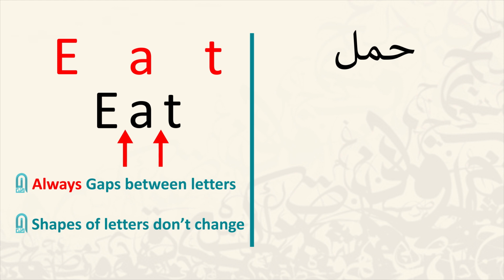First, I will write the letters of this word separately, as I did with the English word. Here is the first letter. Its isolated format looks like this, and it's somehow different from its shape in the word, as you can see. The second letter looks like this, and the third letter looks like this. So, the next step is to shape each letter based on its position.